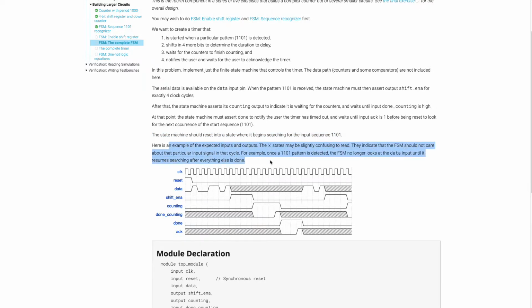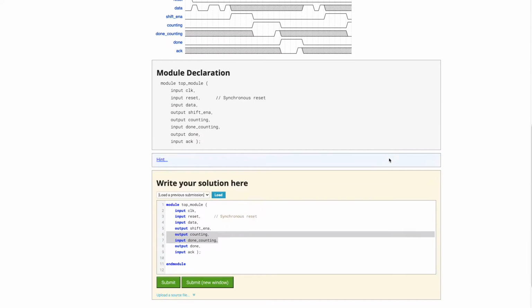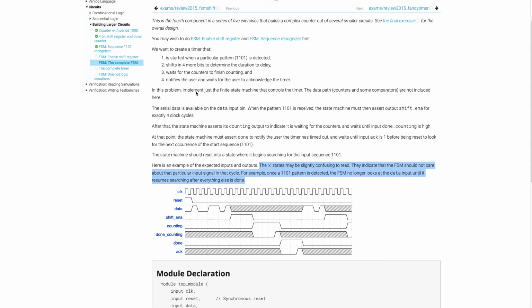Here's an example. The X states are confusing. They might indicate don't care, for example. So I don't get why this says just implement the finite state machine that controls the timer. Obviously you need everything.